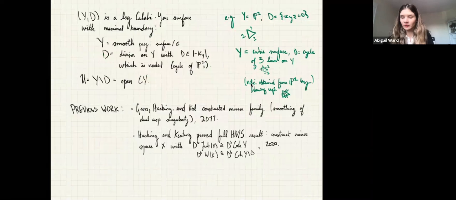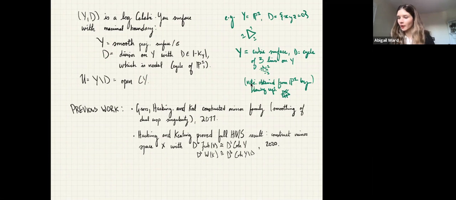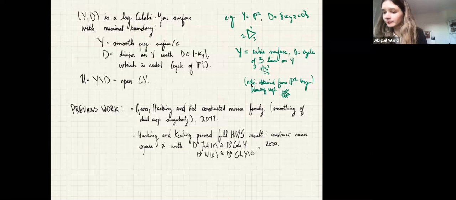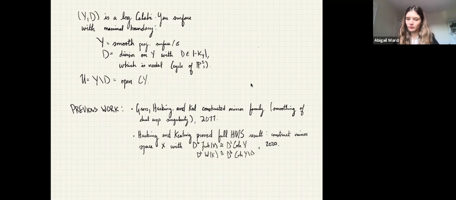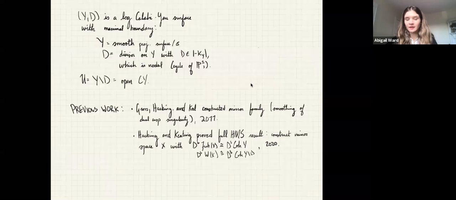So let me just remind everyone what a log Calabi-Yau surface is. We're going to consider log Calabi-Yau surfaces with a maximal boundary. What this means is that you have a pair (Y, D), and I'm going to slightly misuse notation and call this pair a log Calabi-Yau surface, but really you could call it something like a Looijenga pair. Y is just some smooth projective surface over C, and D is an anti-canonical divisor on Y. And we require that D is nodal, which forces it to be a cycle of P1s. And that's what maximal boundary means.